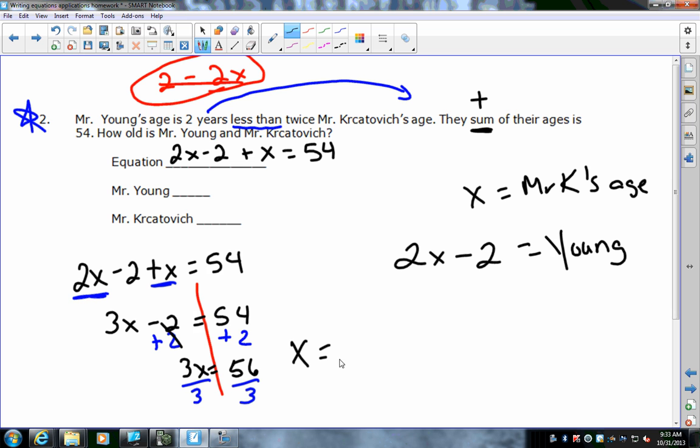X equals, what is that? Does that work nicely? Did I choose a bad number? 2 years less than twice Mr. K's age. The sum of their ages is 54. So 3x, and I move that over, 56. Okay, so that's fine. What is 56 divided by 3? I'm sorry, 18.6?